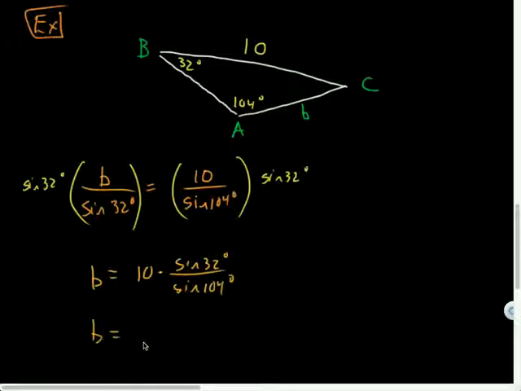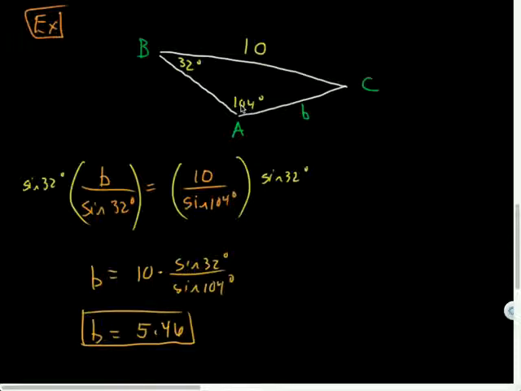So let's figure this out. Be careful with your order of operations in your calculator if you have to. So 10 times the sine of 32, close parentheses, divided by the sine of 104, close parentheses, and I get b, little b, is equal to 5.46. Behold, we've just found the side of a non-right triangle. How great is that? So that's what we've just done.